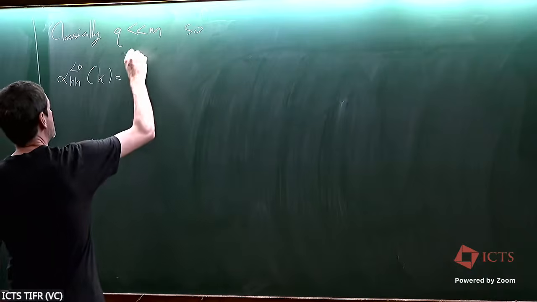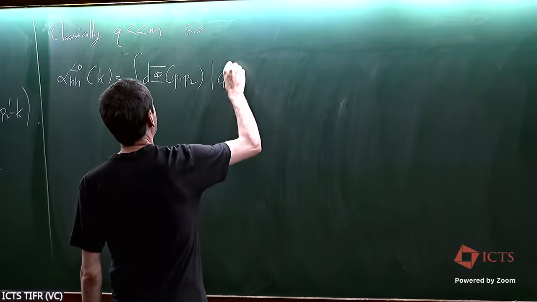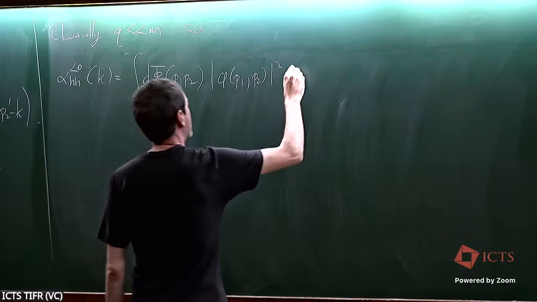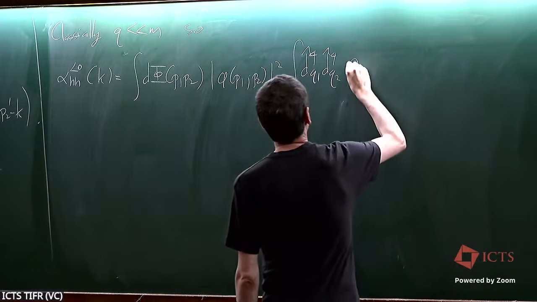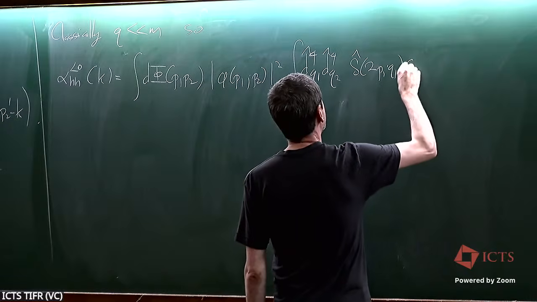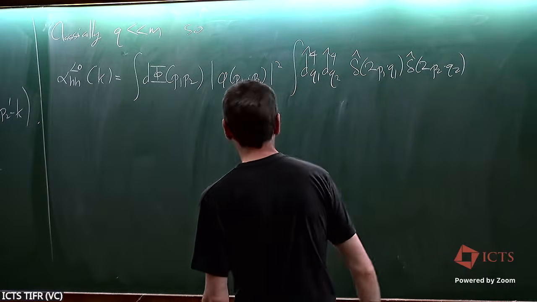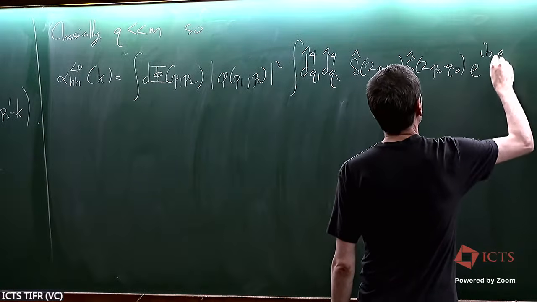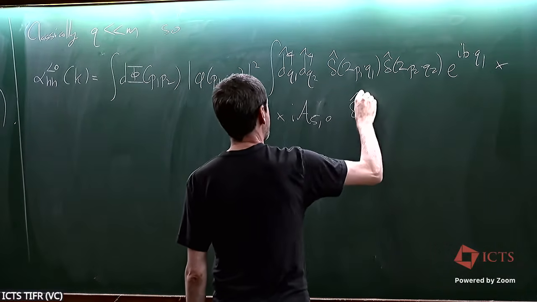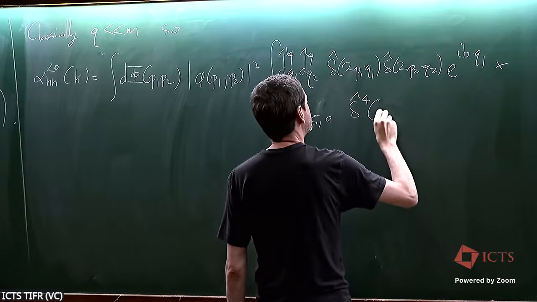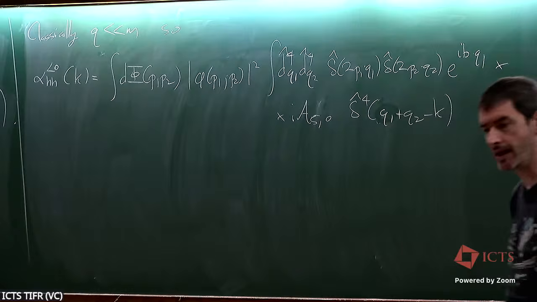So our alpha will become the integral d phi P1 P2, norm of phi P1 and P2 squared, times the integral d4 Q1 d4 Q2, delta 2 P1 dot Q1, delta 2 P2 dot Q2. The thetas are gone. E to the i b dot Q1 times the 5.3 amplitude and the delta function, which just involves the momenta loss of the two particles being radiated into gravitational waves.